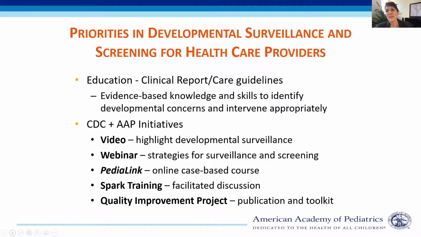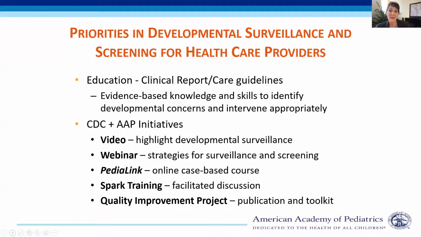Healthcare providers need timely, evidence-based knowledge and skills to identify developmental concerns and intervene appropriately. Fortunately, quite a bit of quality information has been available from the AAP on developmental surveillance and screening, including in the recent 2020 clinical report on promoting optimal development. Now, this already existed, but multi-pronged efforts have been underway and will continue to promote and support clinicians.